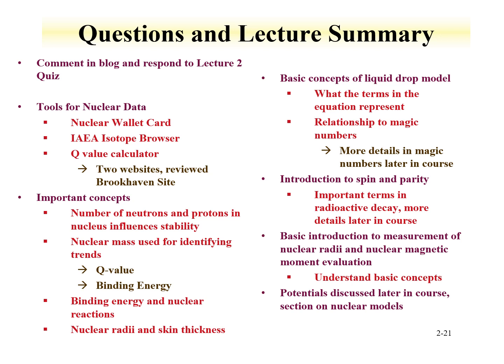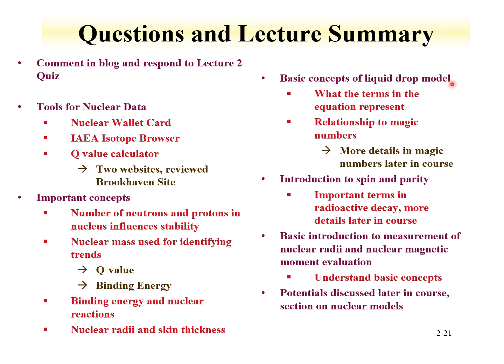In summary, Lecture 2 provided a strong overview of the tools used for nuclear data. This included the nuclear wallet card, the isotope browser, and 2 Q-value calculators. One from Brookhaven was reviewed in detail. The important concepts that you should take away from this lecture include that the number of neutrons and protons in a nucleus influences their stability, that the nuclear mass can be used for identifying trends, such as energetics, the Q value, and the binding energy, that the binding energy is related to important reactions, such as fission and fusion, and that nuclear radii and skin thickness can be measured and calculated.